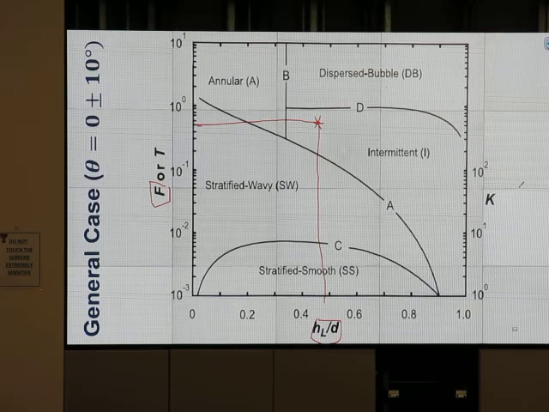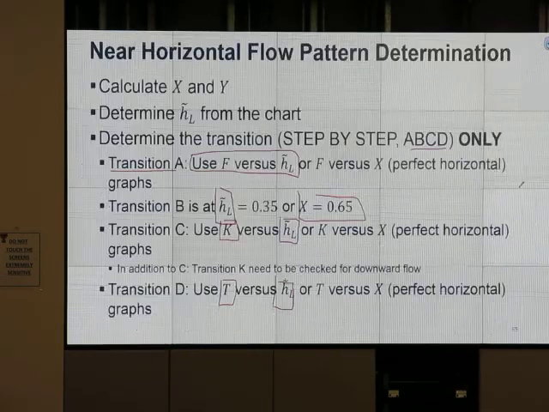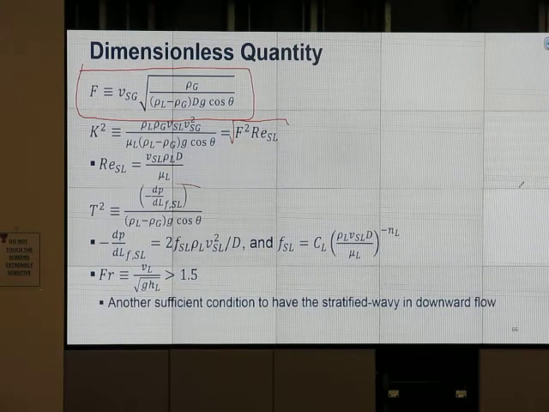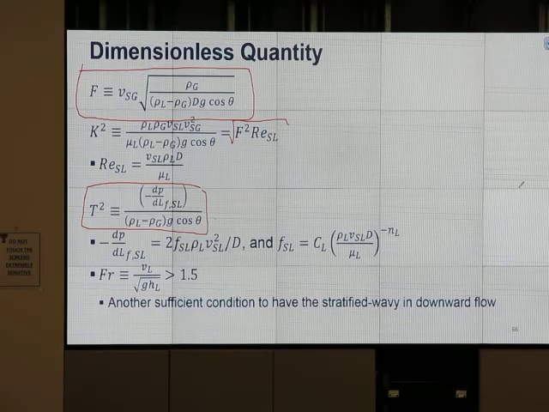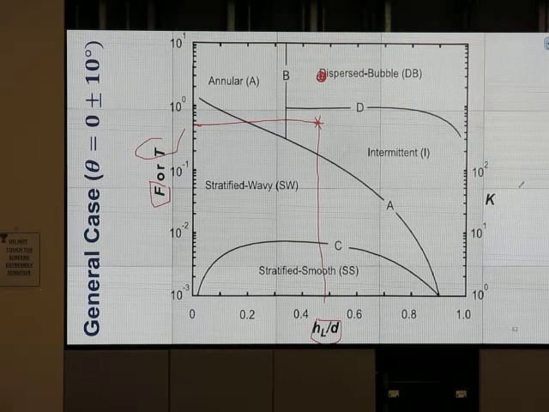To check transition D, I use a different pair. Transition D is T versus HL tilde. So I have to calculate my T value. The T value is this formula. It's not the same as F. When I calculate the T value, if my value is inside the dispersed bubble flow region, then I'm in dispersed bubble flow. If my T value is outside, then I'm in intermittent flow. Good?